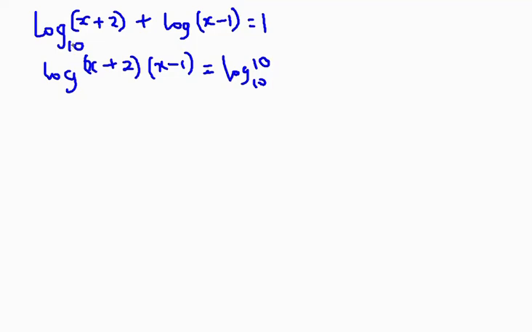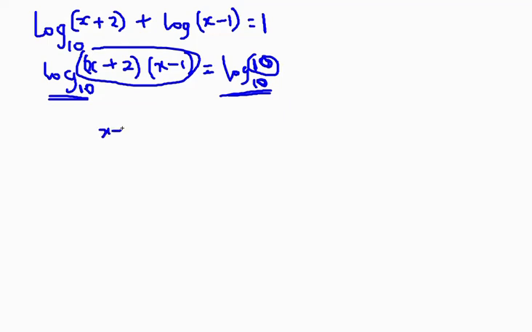So this log base 10, this log base 10. Because the base here is 10, I'm applying 10 here also as the base, and as you know, if the number of a log and its base are the same, the answer is 1. So you equate the numbers or the expressions. So x plus 2 multiplies x minus 1 and equals 10.